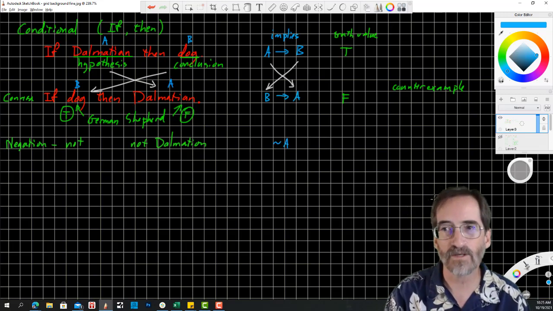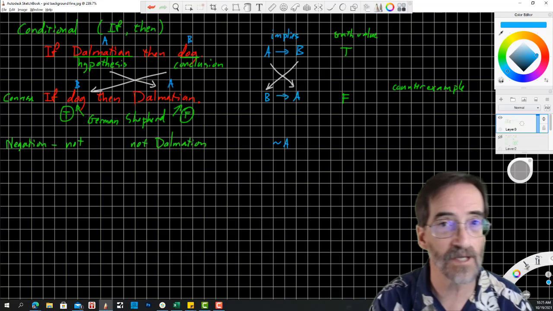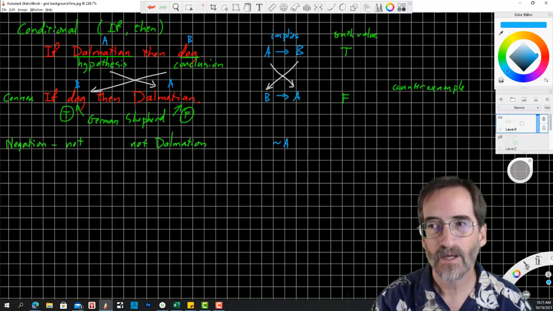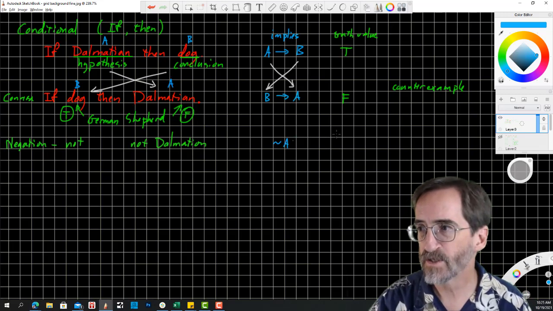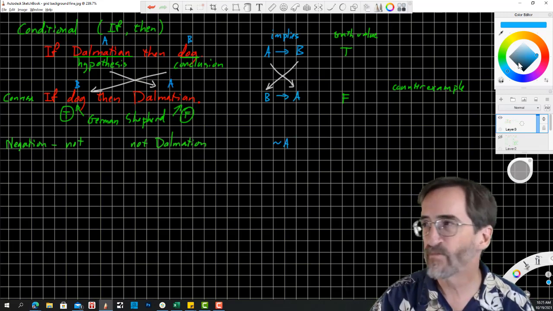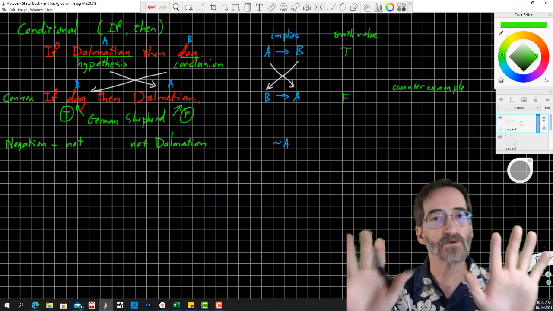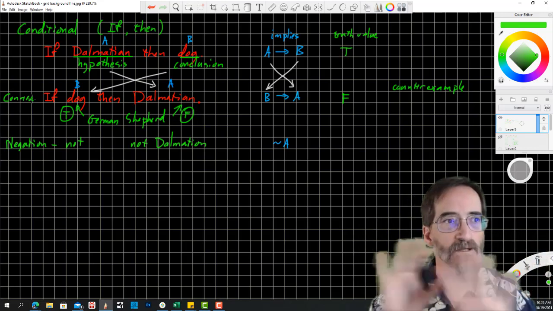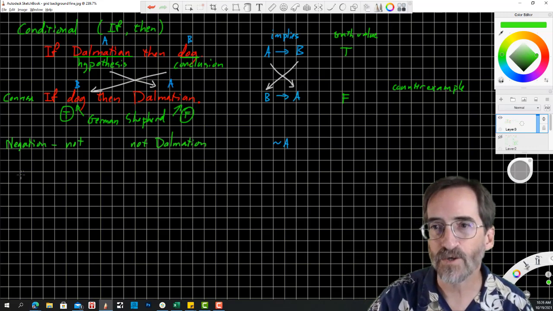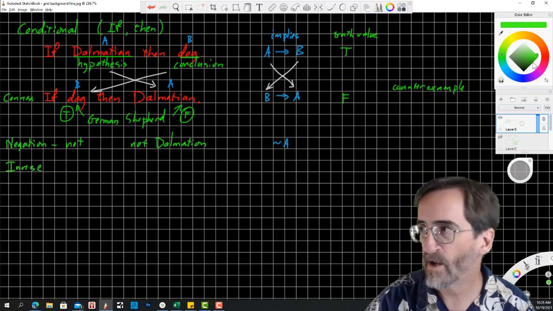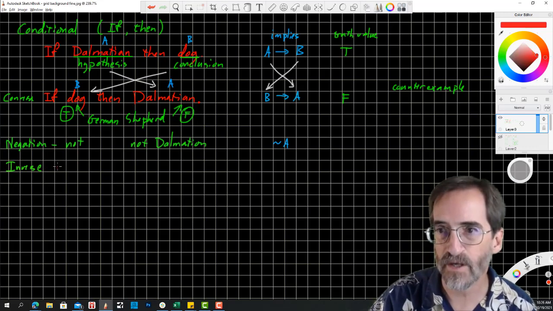Okay, note that this is not a conditional statement. This is a word that we're going to now apply. It is not a Dalmatian, tilde A. So that brings us up to this statement here. We've done converse, where we switch the hypothesis and conclusion. Now we're going to do inverse.